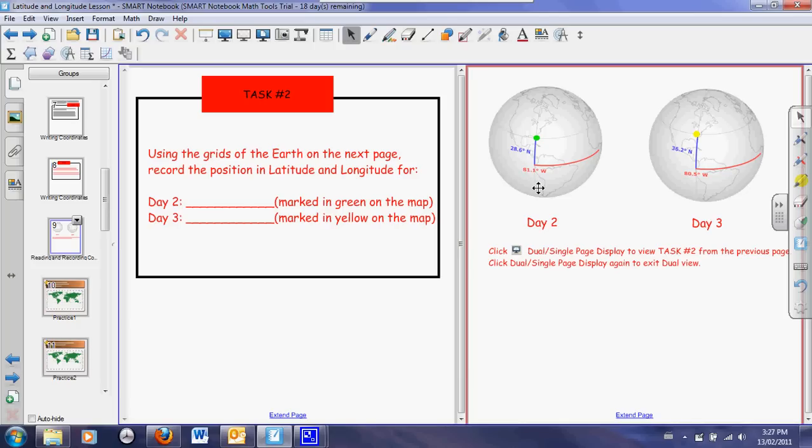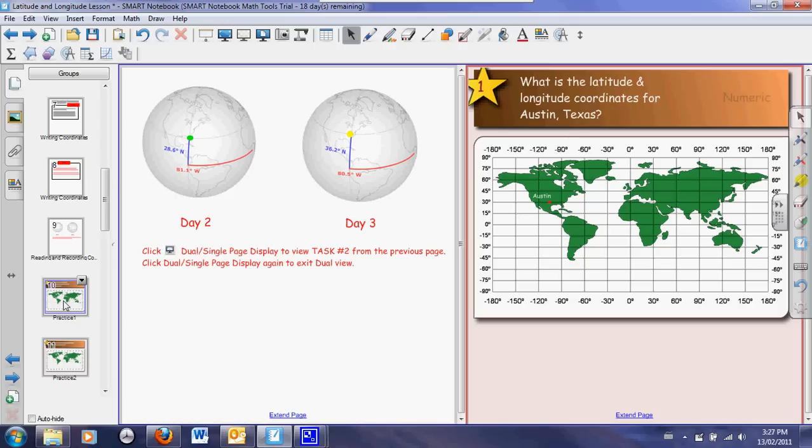So what you should have had for day 2 was 28.6 degrees north. That should be your first number. And then 81.1 degrees west, and that should be your second number. For day 3, the blue line again should be first. It's 36.2 degrees north, and then the second number is 80.5 degrees west. Those two numbers, by the way, should be separated by a comma. Okay, let's try this on our own.